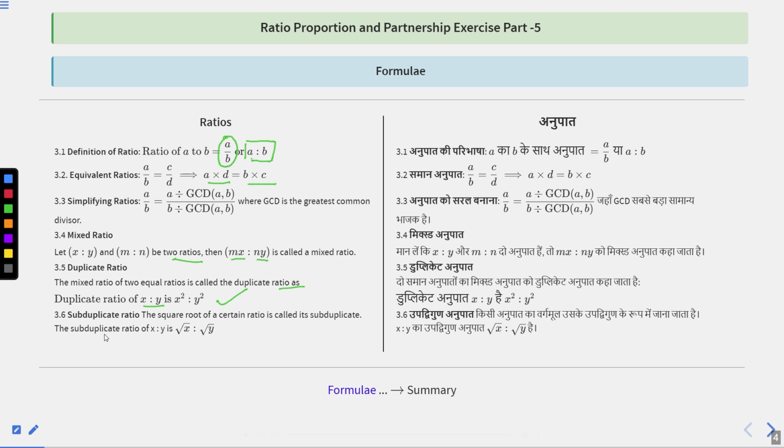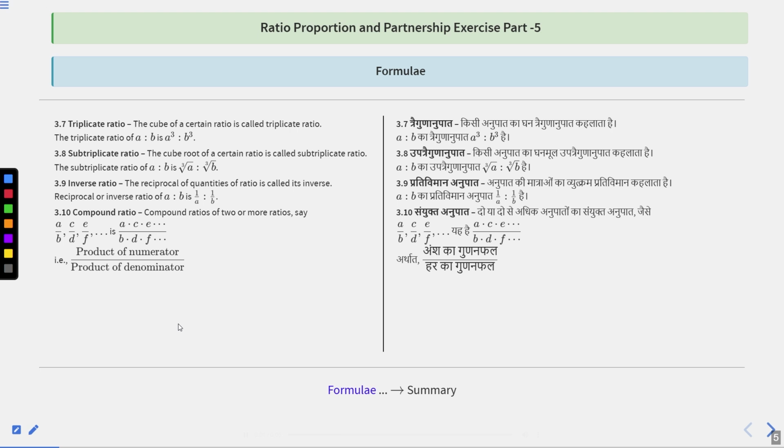In the same way, subduplicate ratio, the square root of a certain ratio. If we have X ratio Y, then under root X ratio under root Y is called subduplicate ratio. Next one is triplicate ratio. In the same way, the cube of a certain ratio is called triplicate ratio. So if the ratio A ratio B has been given, then A cube ratio B cube is called triplicate ratio.